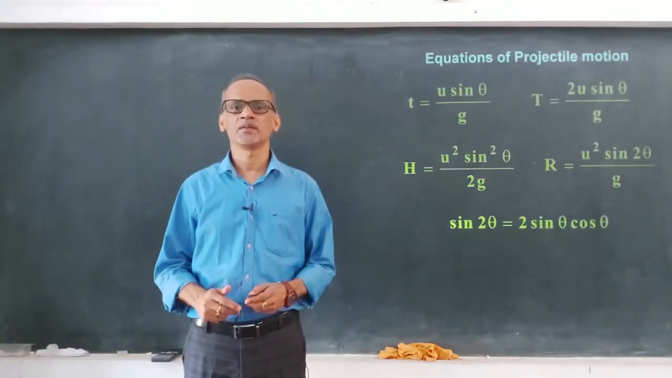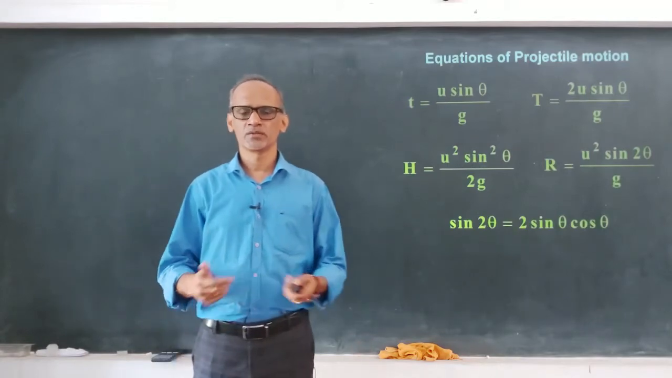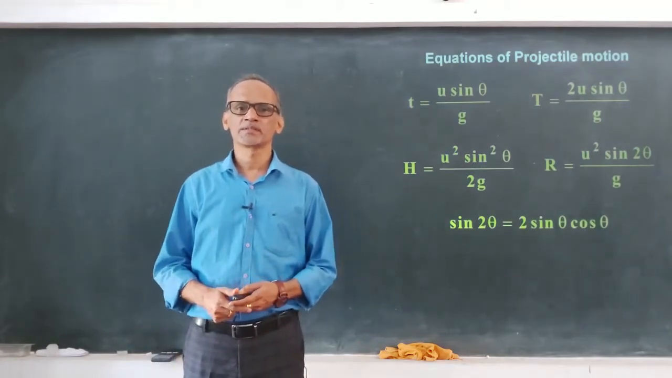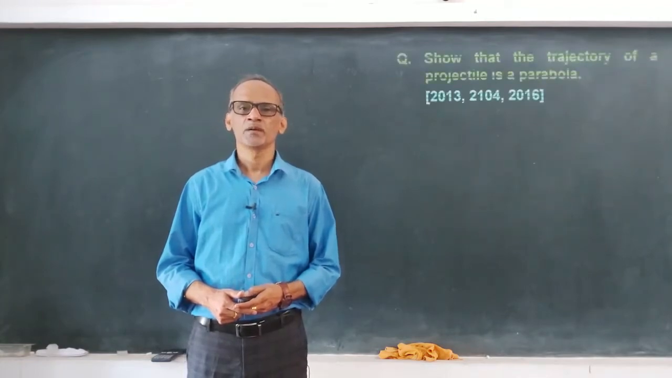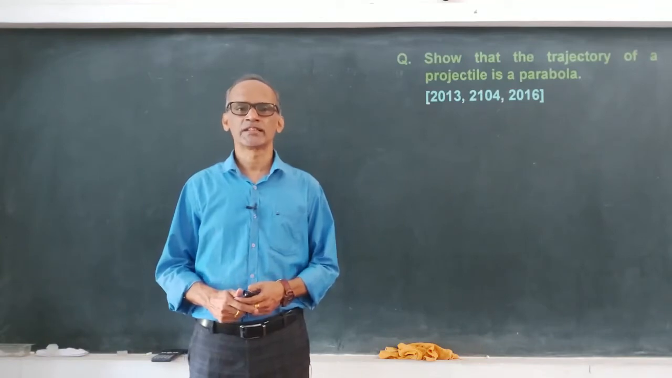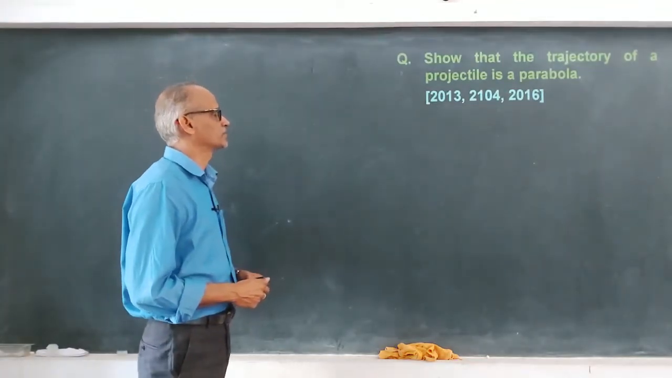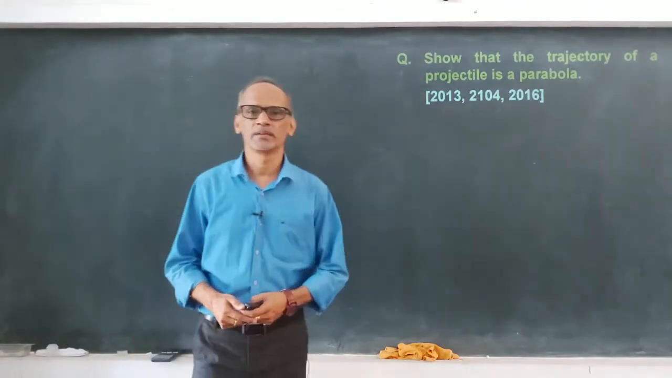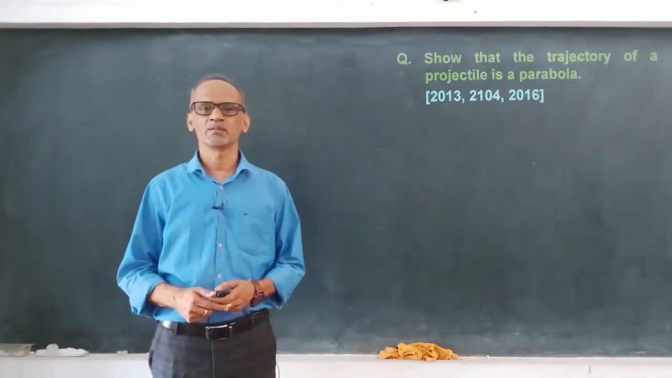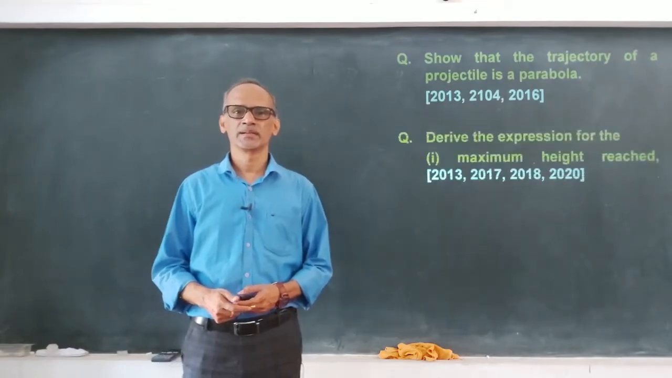So, these are the important formulas based on which we will be solving numericals today. Most of the numericals of this chapter will be completed in today's session. So, let us see how important these equations are. The first question: show that the trajectory of a projectile is a parabola. This is an important derivation where you have to prove that y is equal to ax minus bx square. The question has appeared thrice in the examination.